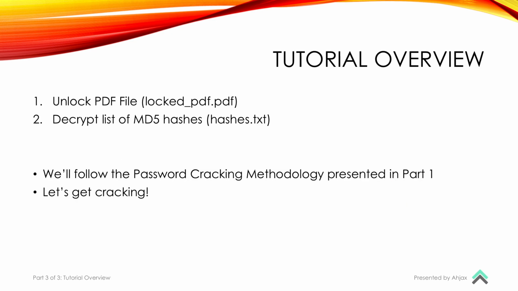So once again, to review what we're going to do, we're going to first unlock an encrypted PDF file, and then we're going to decrypt a list of MD5 hashes. We'll do this by following the password cracking methodology that we presented in part 1. And with that, let's get cracking.